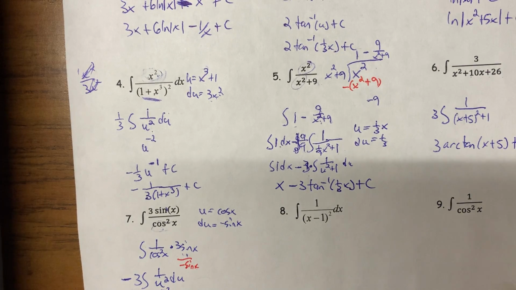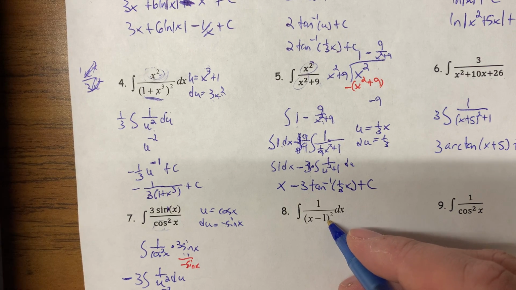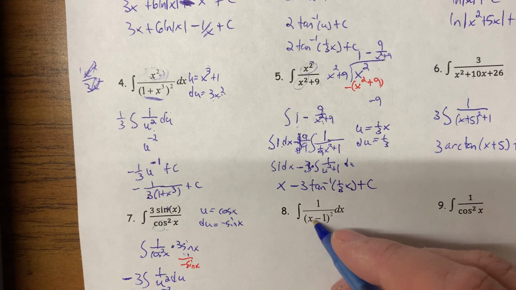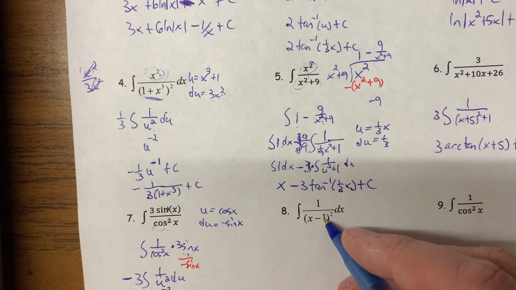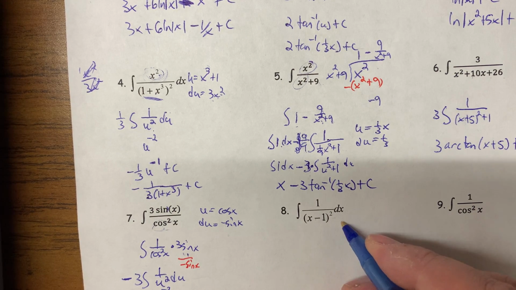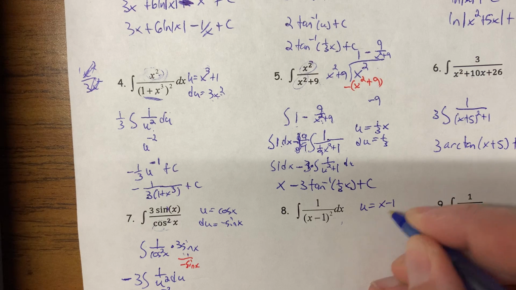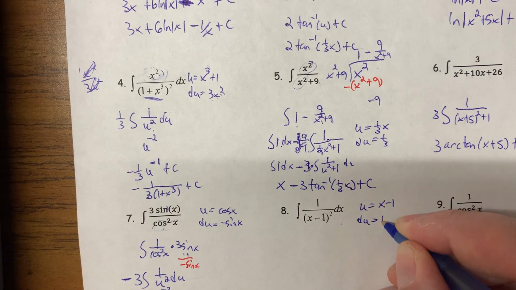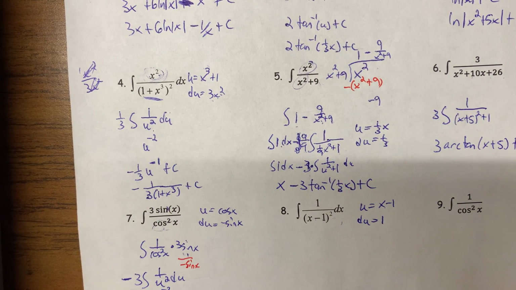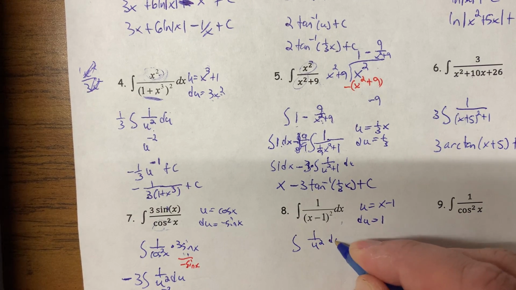How about here? Let's see. I can see that there is a quadratic in the denominator, but the derivative of this isn't x + 1, so it's not going to be an arctangent. Instead, u is going to be x minus 1 because the derivative of u is just 1, and there's just a constant in the top. So this is just the integral of 1 over u squared du.